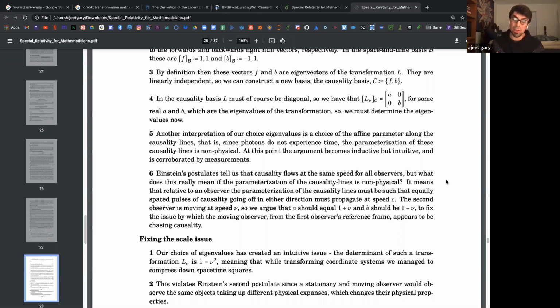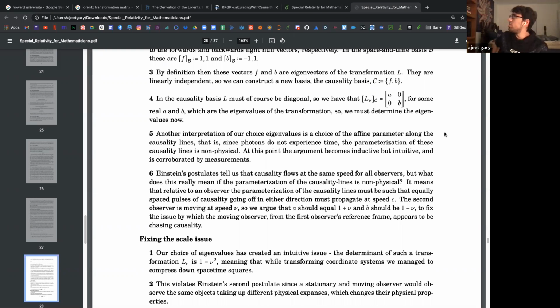If we dig deeper, really what Einstein means by this is that you pick a parameterization of the causality lines, the causality grid, such that the speed of light for a certain signal is always 1 or c. Okay, so using this reasoning, let's think about what we should have to do to the causality grid to make it so that the other observer, the moving observer, is doing something sensible to us.